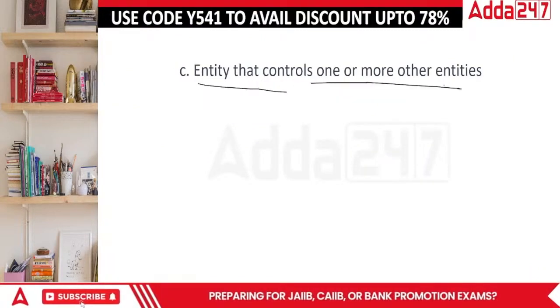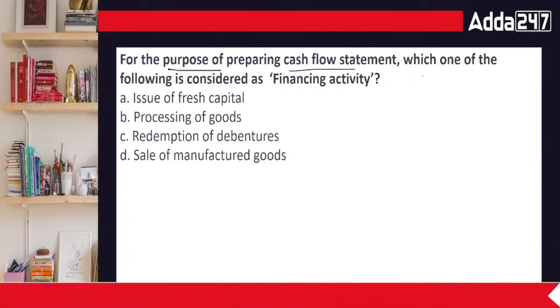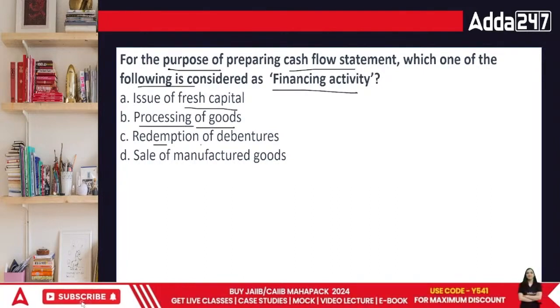That is how an entity controls one or more entities. AS 110 is related to that only. For the purpose of the cash flow statement, which one of the following is considered as financing activity? Issue of fresh capital, processing of goods, redemption of debentures, sale of manufactured goods.